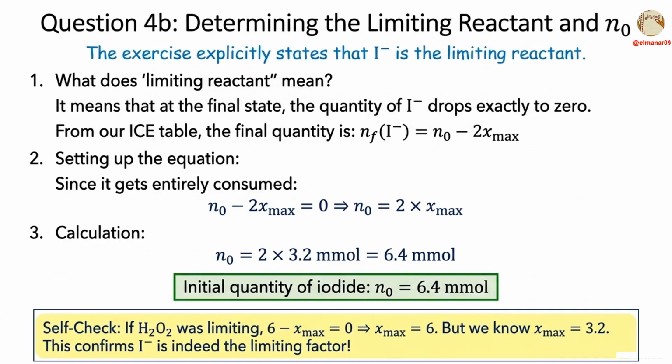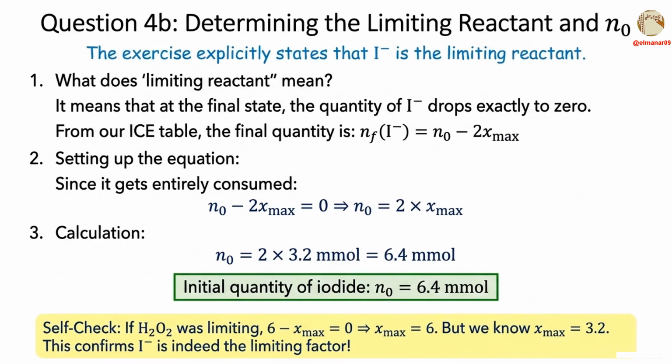To be absolutely sure, let's do a self-check. If H2O2 were limiting, Xmax would be 6. Since our real Xmax is only 3.2, it proves I- definitely ran out first. Logic and math working together in perfect harmony.